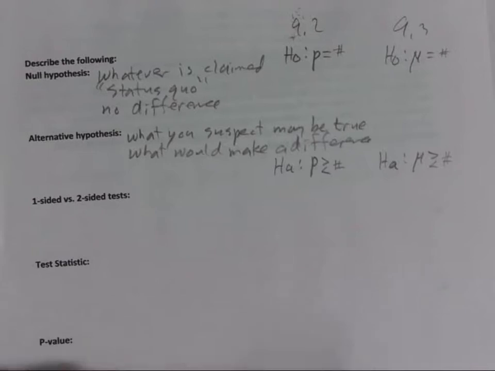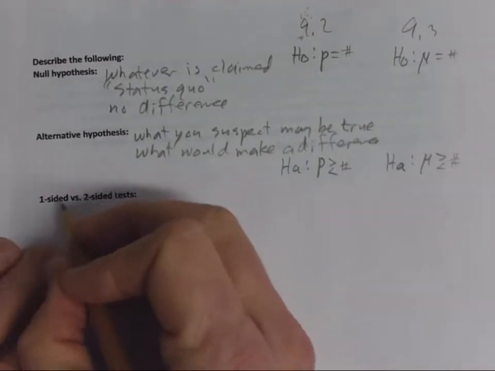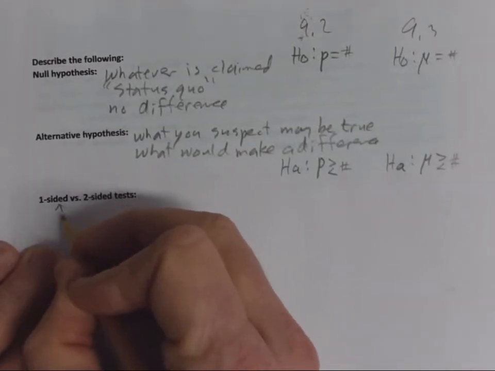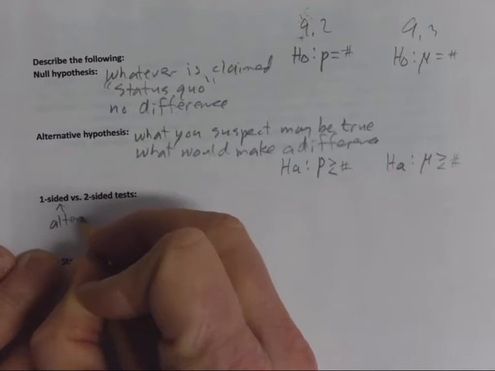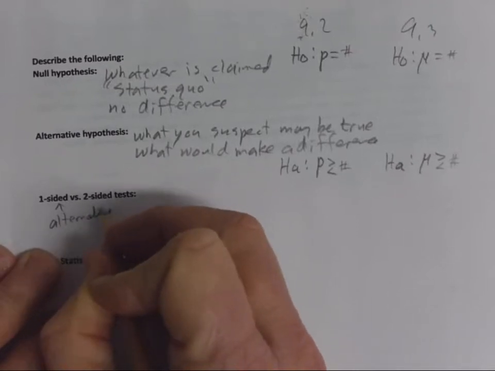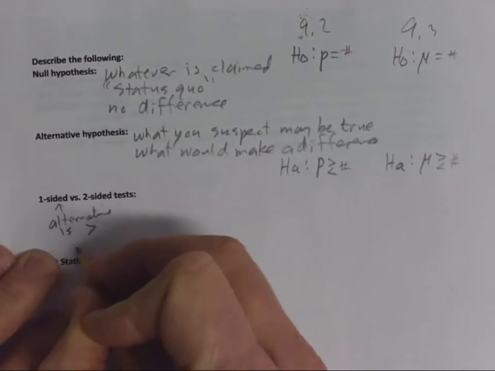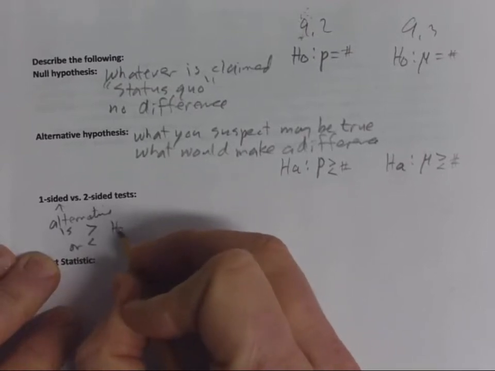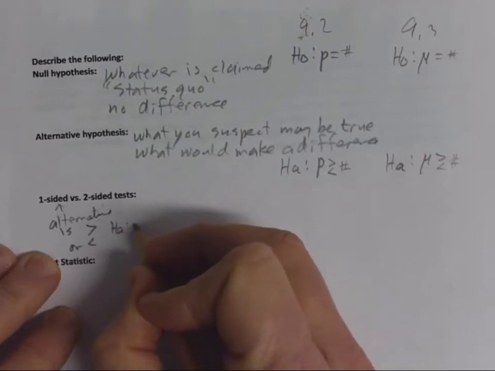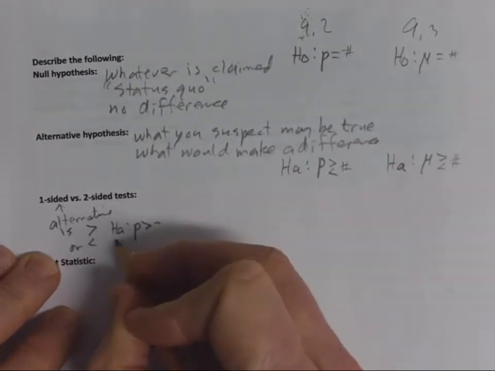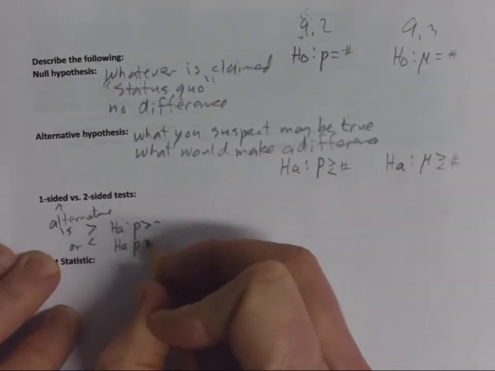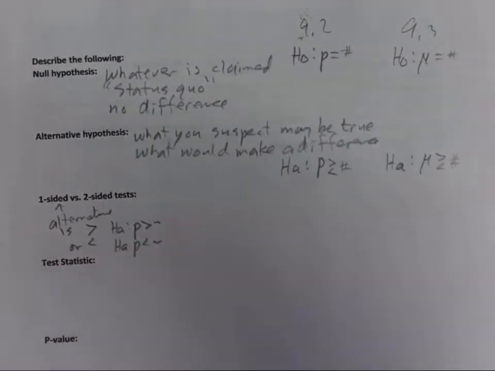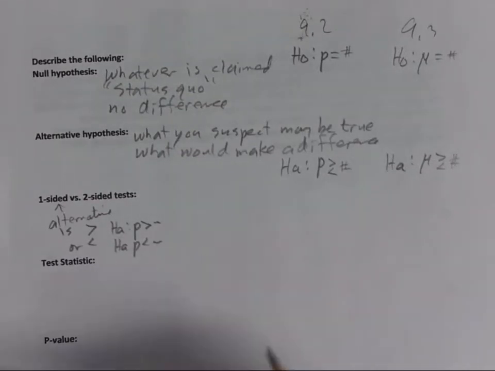Now, what is a one-sided test? A one-sided test is when your alternative is either greater than or less than. In other words, your alternative in the section 2 would be that P is greater than something, or that P is less than something. That is going one-sided. We'll talk about that when we do our mechanics as well.